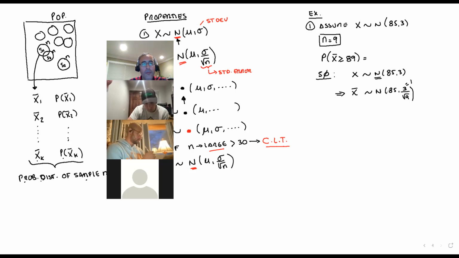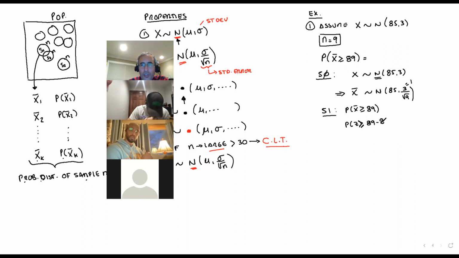Once you know this one here, then you go to the normal step one. So what is your normal step one? I will transform this one here using the C technique, and the C technique is the same. So it's going to be P of C, I will transform this one, up, sorry, larger or equal than 89 minus 85 divided by the standard error divided by one.